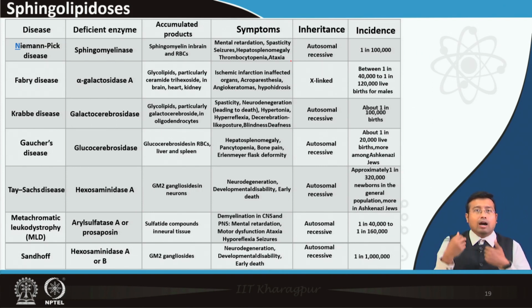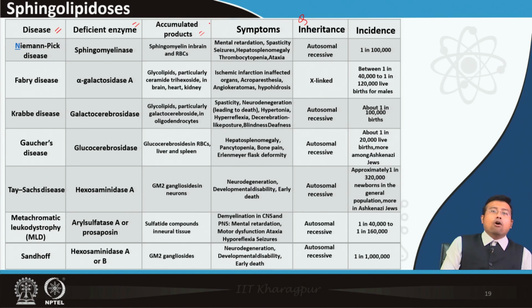Niemann-Pick disease, again I told you, in this case what is important is the inheritance. Of course, the name of the disease and the deficient enzyme is important, right. The symptoms are more or less common to all, so you may choose to not remember the symptoms, okay. The accumulated products are important, but more important is the deficient enzyme and the name. Inheritance, why is it important?